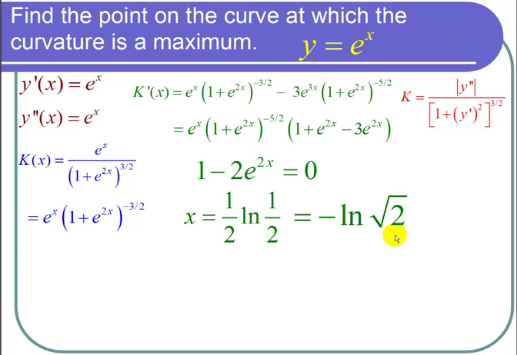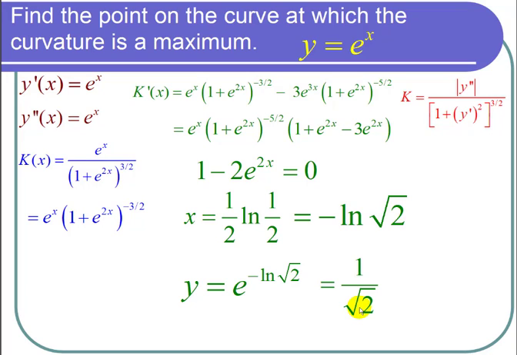Now let's find y. Y is equal to e to the x. So y is e to the negative natural log of root 2. I can bring the negative back in as an exponent and say this is natural log of 1 over root 2. And then the e and the natural log cancel. So I get y equals 1 over root 2.